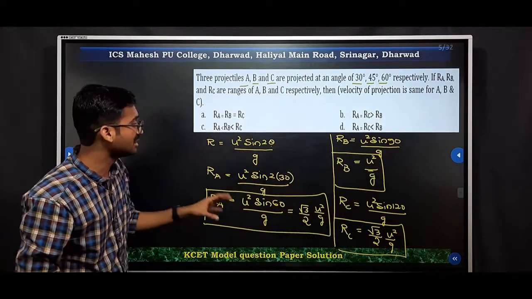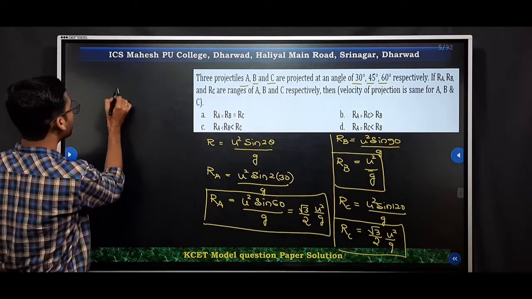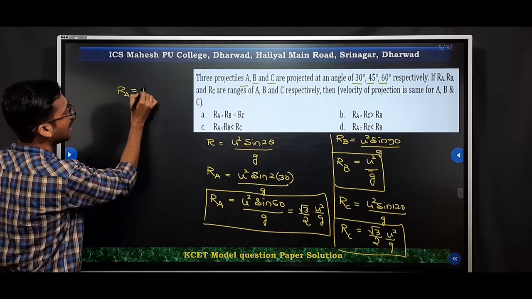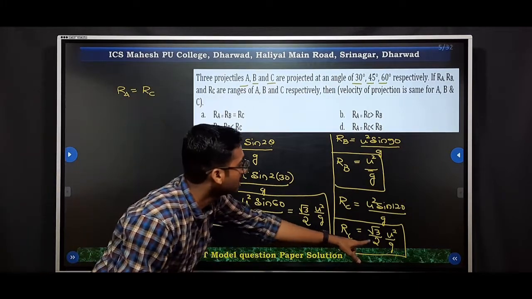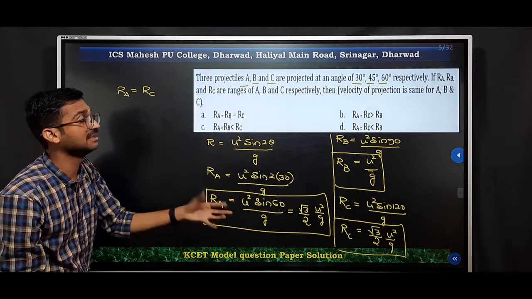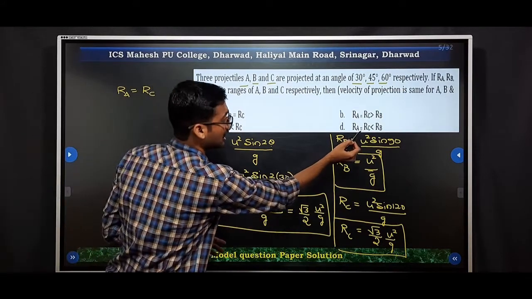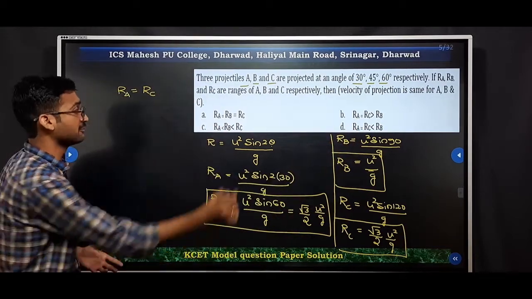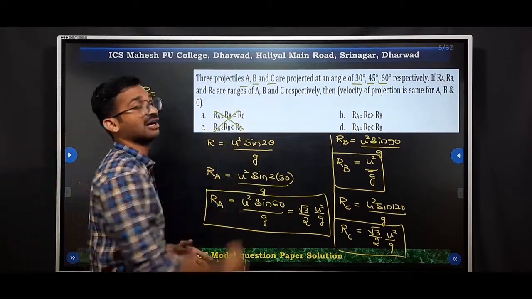Now, compare all the 3 answers here. RA and RC are both equal. Therefore, check out the answer where RA and RC both are equal. Therefore, this is the option and this is the option we have. There is no problem with these options now.